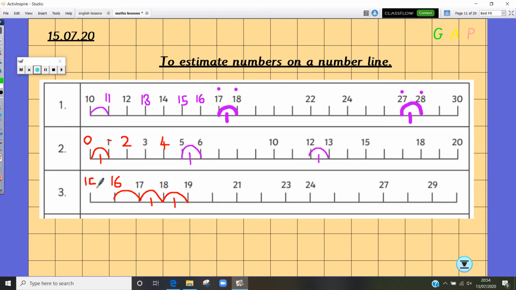So have a go, pause the video now and see if you can complete the rest of these number lines. Once you've done that, come back to the video and we will move on, and I've got a few more I want you to have a go at with the video paused.